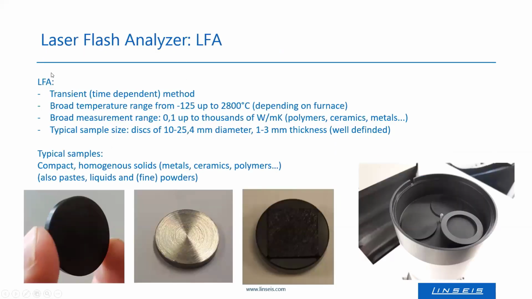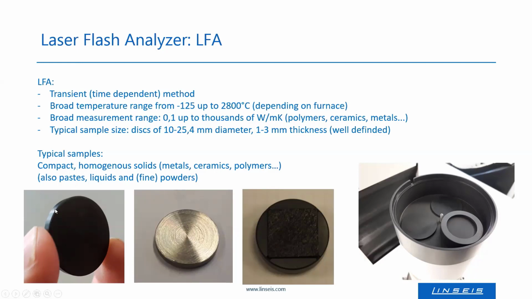As said, the principle is a transient time-dependent method. It covers a very broad temperature range and also a very broad thermal conductivity range from poor thermal conductors to very high thermal conducting materials, so all types of materials. A typical sample size is a disk of either 10 millimeter diameter or 20.4 millimeter diameter, which corresponds to an inch. It's an American standard. This is why this diameter is often used.